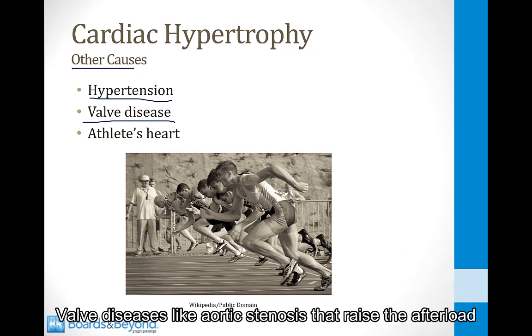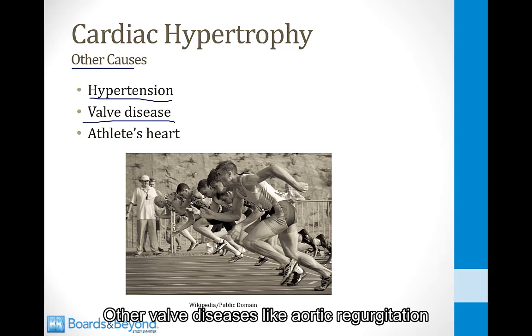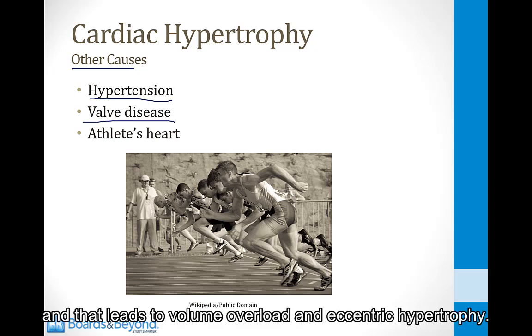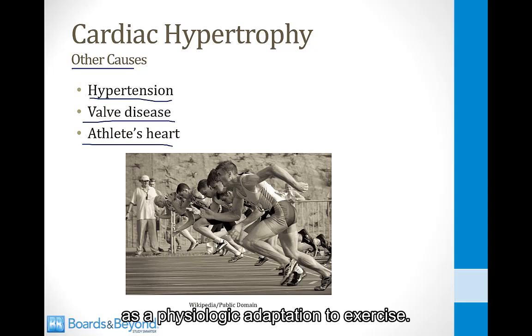Valve diseases like aortic stenosis that raise the afterload cause concentric hypertrophy, just like hypertension. Other valve diseases like aortic regurgitation tend to cause the heart to become congested, and that leads to volume overload and eccentric hypertrophy. And then finally, athletes often develop cardiac hypertrophy as a physiologic adaptation to exercise.